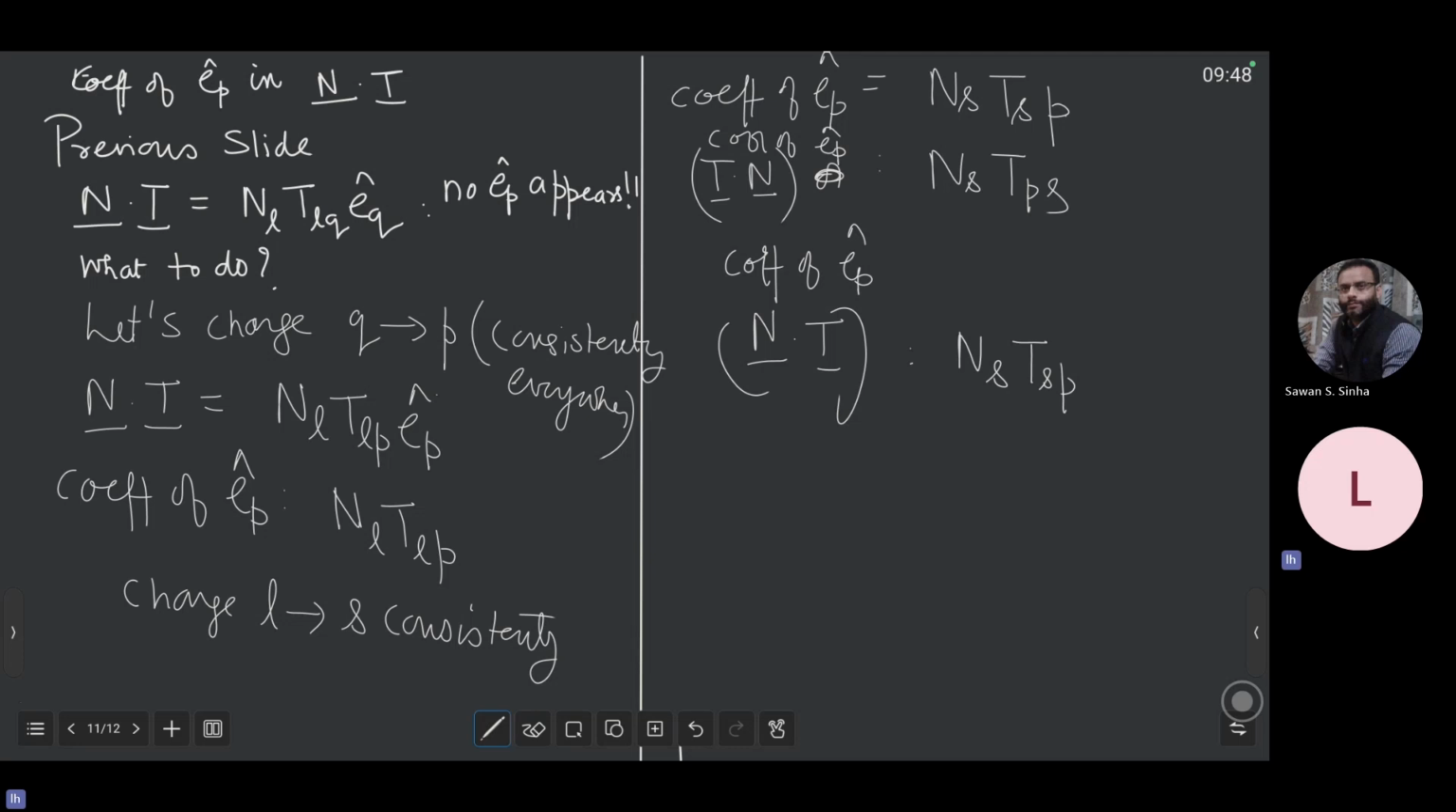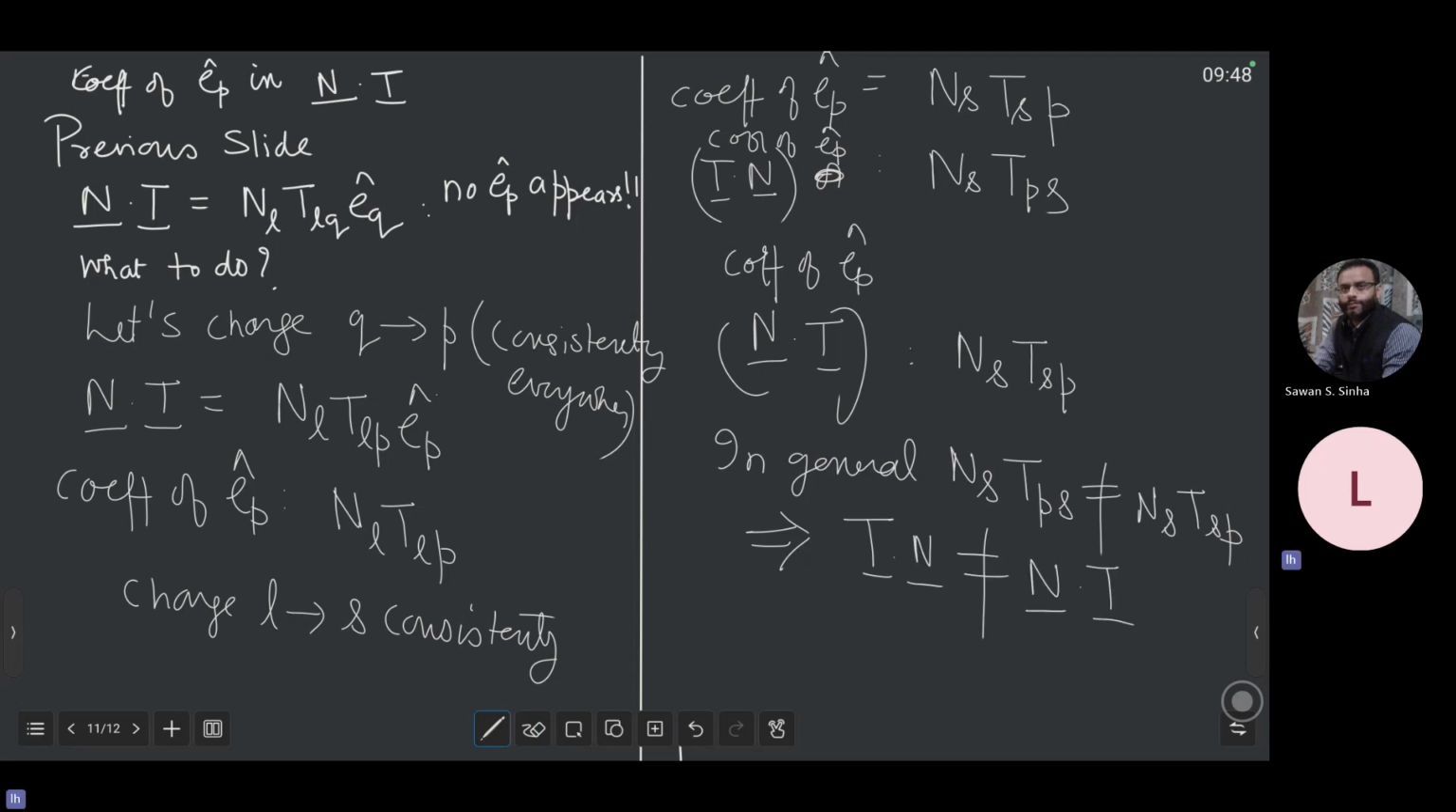Are they same or are they different? Not the same. All of you agree? Who doesn't agree? And if you don't agree, give me the reason why you don't agree. All of you agree. Right. In general, these two are not the same. Thus, T dot N is not equal to N dot T. We have illustrated this with a simple example.